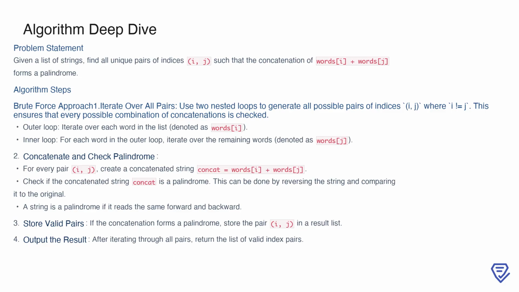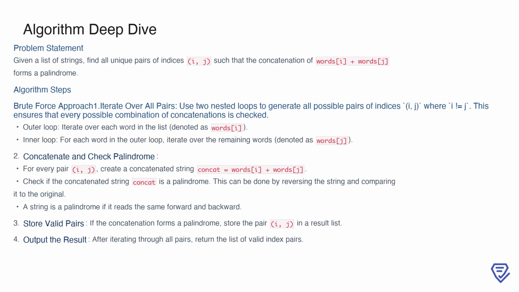For each pair, we concatenate the two words and check if the result is a palindrome. This check involves reversing the concatenated string and comparing it to the original. If the strings match, it confirms that the concatenated result reads the same forward and backward, making it a palindrome. We then store the valid pairs in a result list. After processing all pairs, the list of valid index pairs is returned as the output.